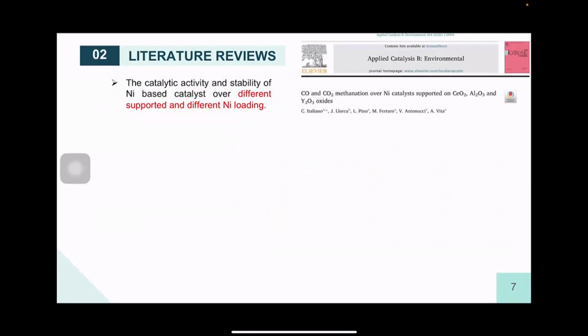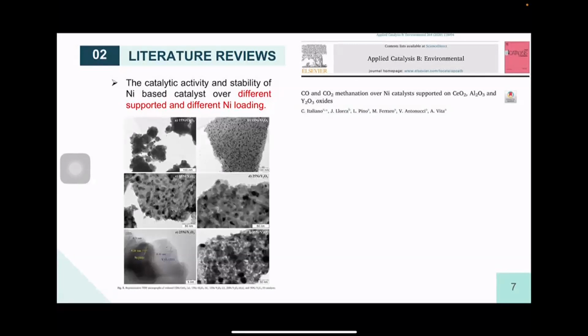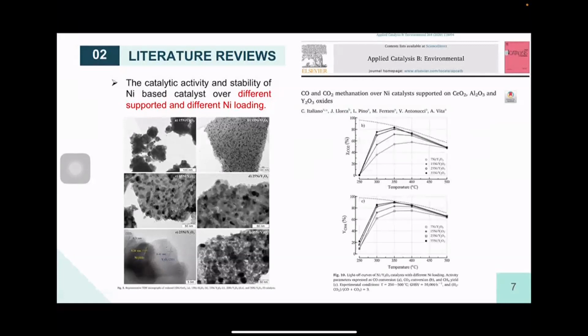The third paper studies the catalytic activity and stability of nickel-based catalysts over different supports and different nickel loadings. The catalytic activity strongly depends on the nature of the nickel oxide interaction. The figure shows that nickel on cerium oxide catalyst deactivates quickly due to coke accumulation. And this figure shows that moderate nickel support interaction explains the superior performance of the lithium support catalyst, for which the higher the nickel content, the higher the activity.